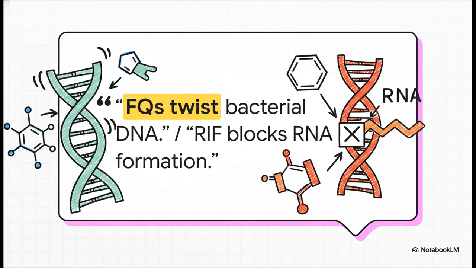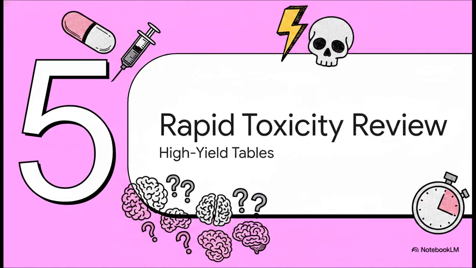On the other hand, rifampicins, like rifampin, stop the actual reading of the blueprints. RIF blocks RNA formation by directly inhibiting that DNA-dependent RNA polymerase. And finally, Part 5, Rapid Toxicity Review, High-Yield Exam Tables.